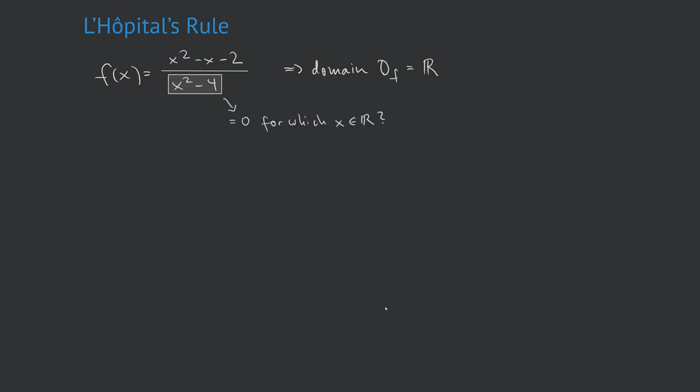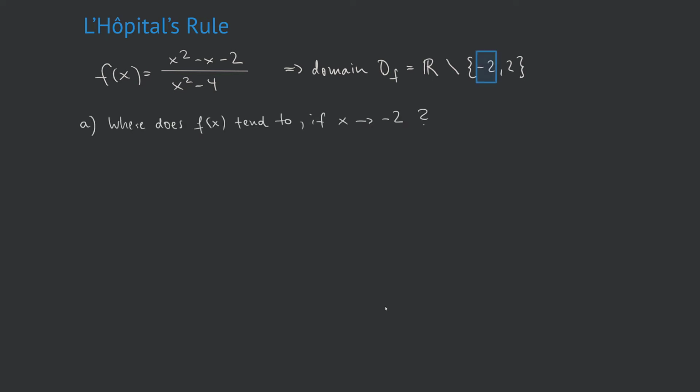Let us start with a function f of x equals (x squared minus x minus 2) over (x squared minus 4). First, we determine its domain, which consists of all real numbers except for those numbers at which the denominator assumes the value 0. Obviously, these are the numbers negative 2 and 2, so we have to exclude them from our domain. Now let us first understand the behavior of f of x when x tends to negative 2.